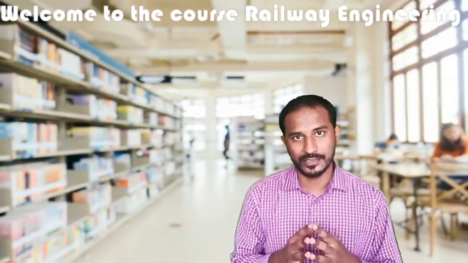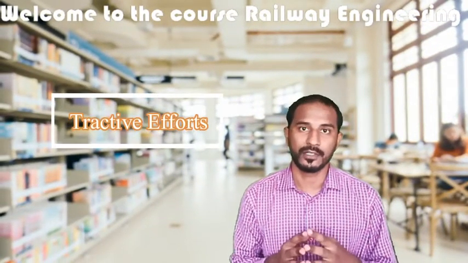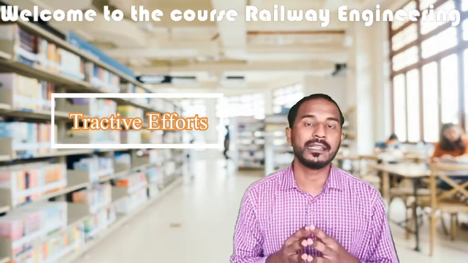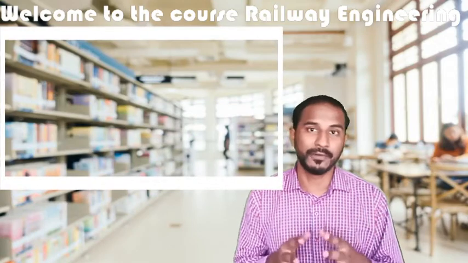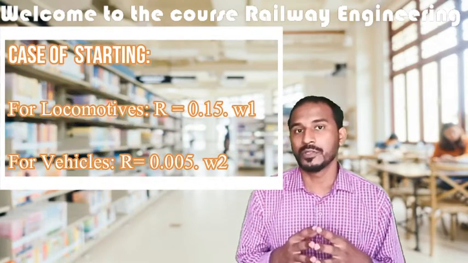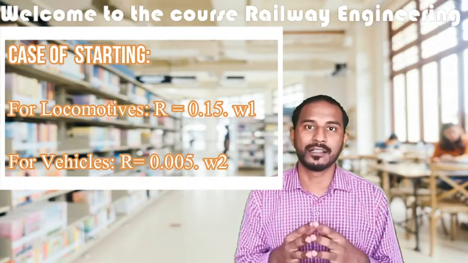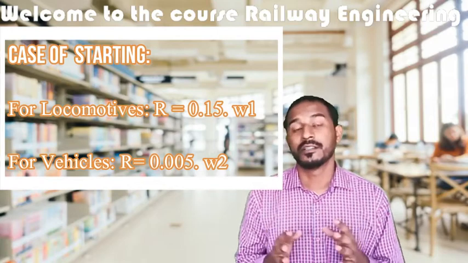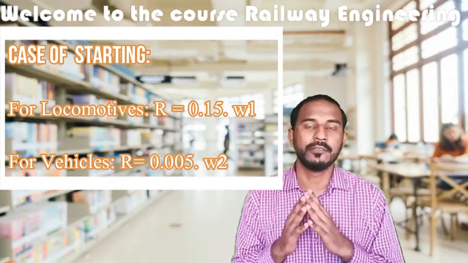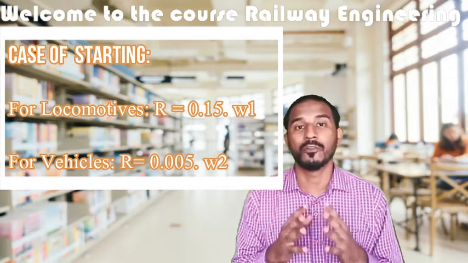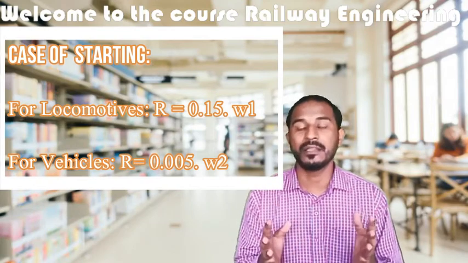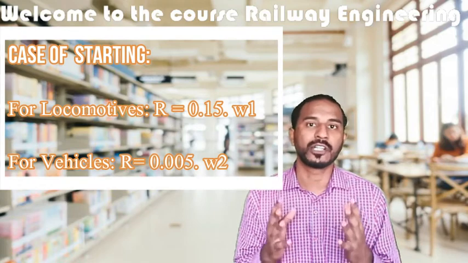Now we come to another category of resistances, that is the tractive effort, which includes starting and acceleration. In case of starting, the values are defined for both locomotives as well as the trailing vehicles, as shown here. Here W1 stands for the weight of the locomotive in tons, while W2 stands for the weight of the vehicle, which can be a wagon or a passenger compartment.